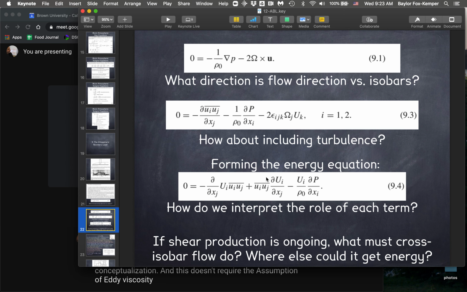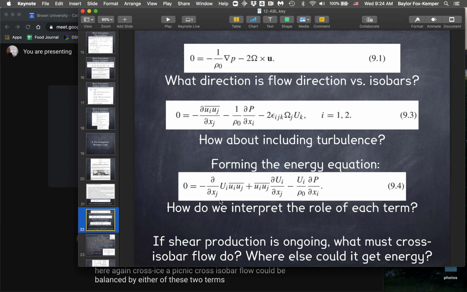In fact, one of the examples that Wyngaard goes on to talk about is forming the energy equation from this. Here we have a term that's like a transport of turbulent energy. This one is the shear production term, the transfer term between the mean shear and the turbulent energy. And then this one is the pressure work, which comes from dotting into the U_i direction. So here again, cross isobar flow could be balanced by either of these two terms.